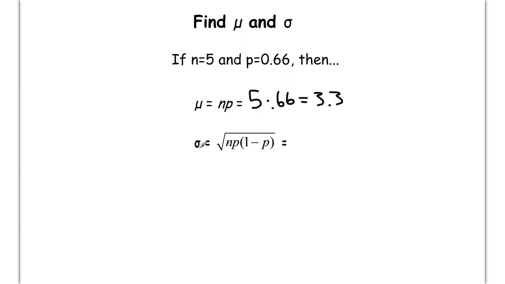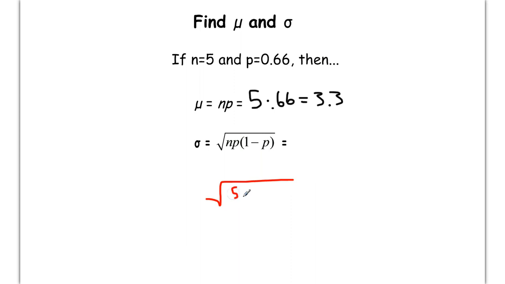Standard deviation is a little bit more complicated. It says the square root of n times p times 1 minus p. And really all that's saying is if p is the probability of success, 1 minus p is the probability of failure. So it's the number of people in your sample times the probability of success times the probability of failure. And you square root that.